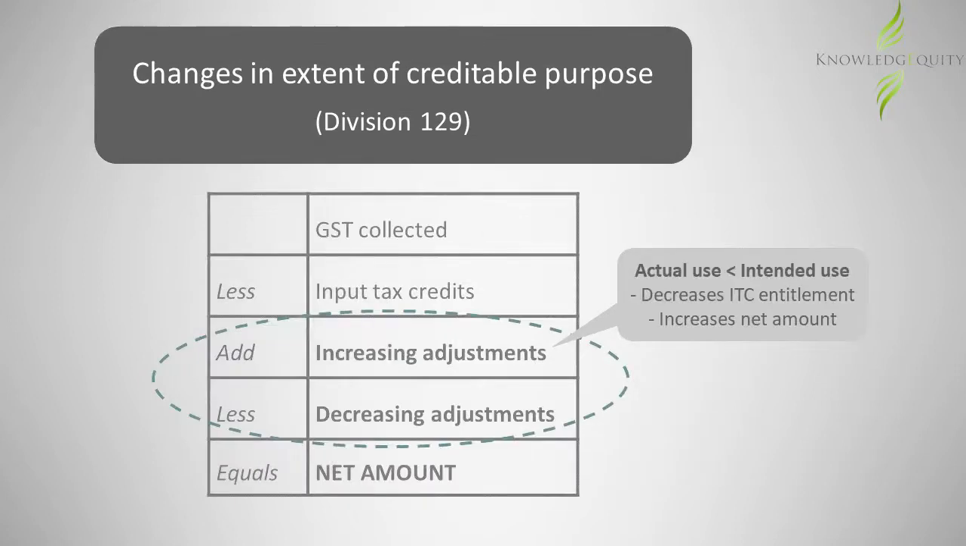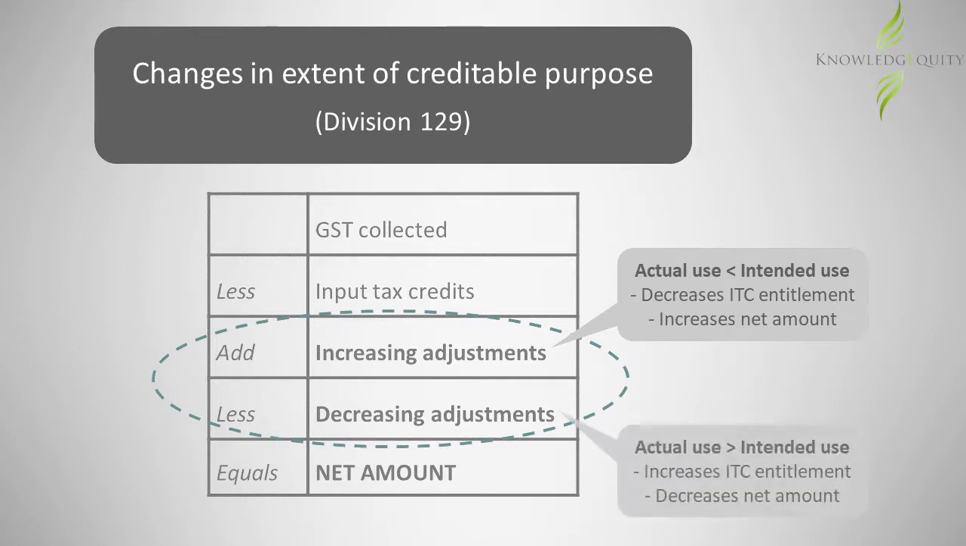An increasing adjustment is required when the actual creditable use is less than intended. This decreases the entitlement to input tax credits as the original claim was too high. A decreasing adjustment is required when the actual creditable use is greater than intended. This increases the entitlement to input tax credits as the original claim was too low. The timing of the acquisition affects when the comparison between actual and intended use is required to be made.